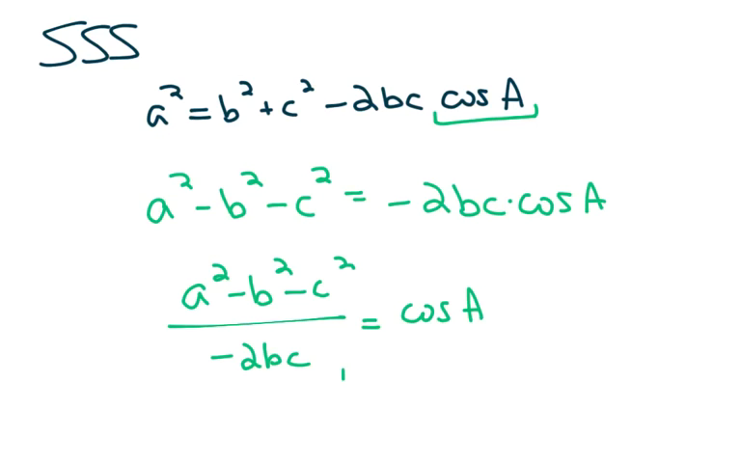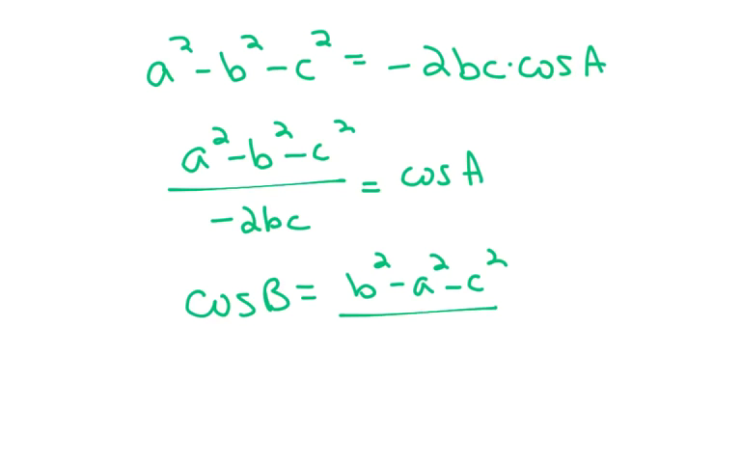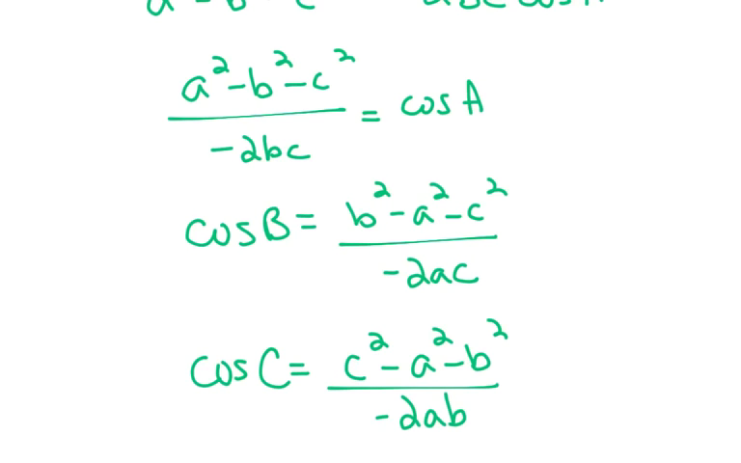So what's going to happen is you're going to evaluate this fraction, and then you're going to do the inverse cosine of it. However, I'm going to show you in a moment the best way to plug it into your calculator so you don't make a mistake. If it makes you feel better, I'll tell you what the other two equations are. Cosine of b is b squared minus a squared minus c squared over negative 2ac. And cosine of c is c squared minus a squared minus b squared over negative 2ab.